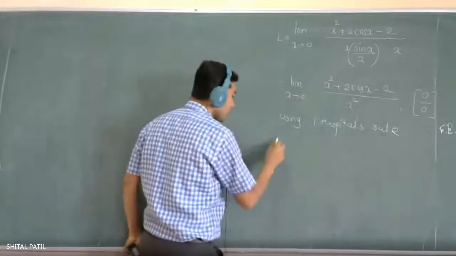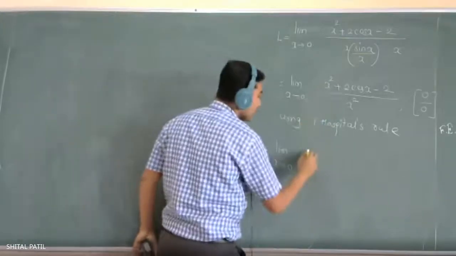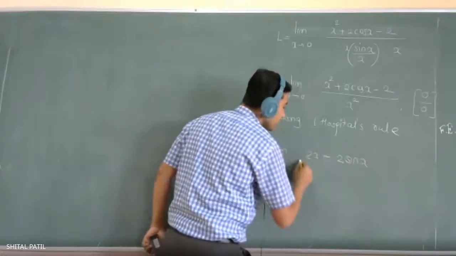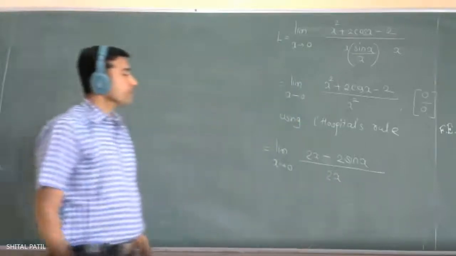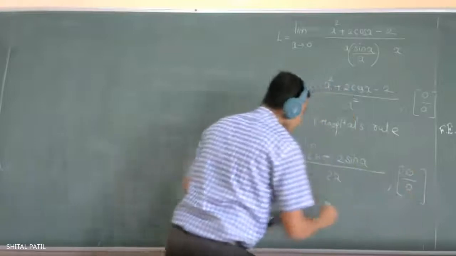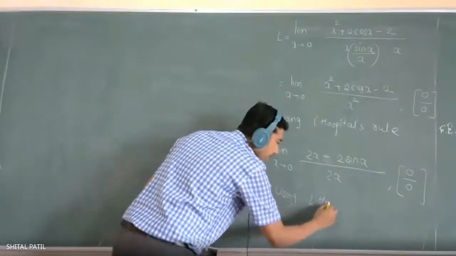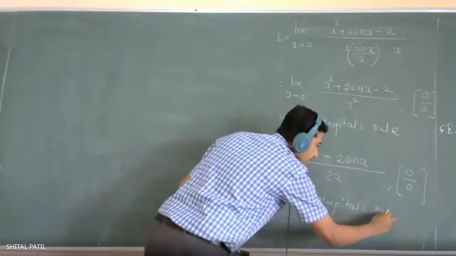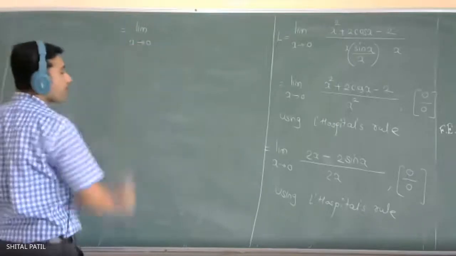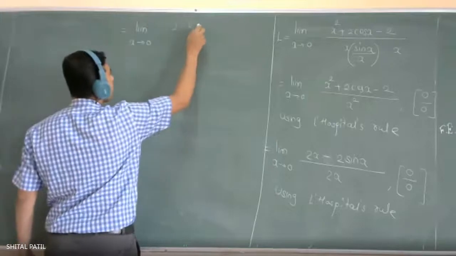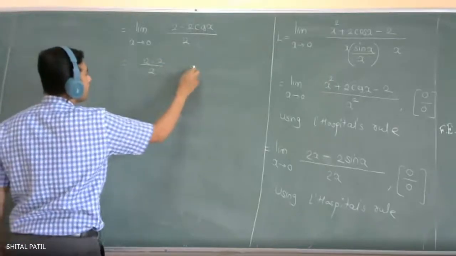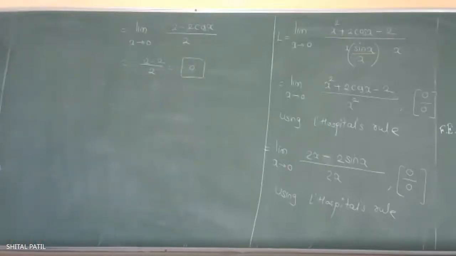Yes, use the rule. Derivative of x square is 2x, plus 2 derivative of cos x is minus of sin x, derivative of 2 is 0, divided by 2x. Again substitute x equal to 0, 0 minus 0 is 0 divided by 0. Right. Use the rule once again. Differentiate numerator. Substitute x equal to 0. Zero divided by 0. Understood? Next.